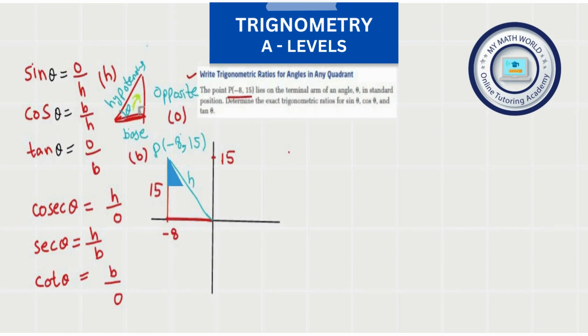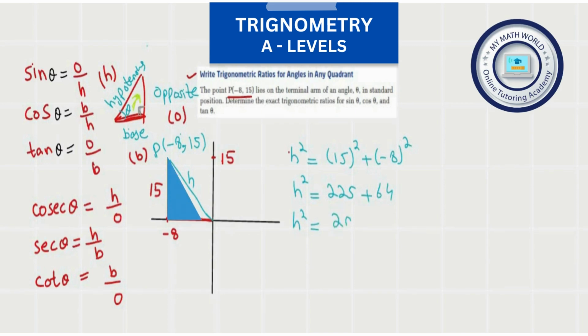We can apply the Pythagoras theorem to get the value of h. So h square would be equal to 15 square plus -8 square. This is the application of the Pythagoras theorem. Now h square is equal to 225, because 225 is the square of 15, plus 8 square is 64. So h square is equal to 225 plus 64, which is going to be 289.